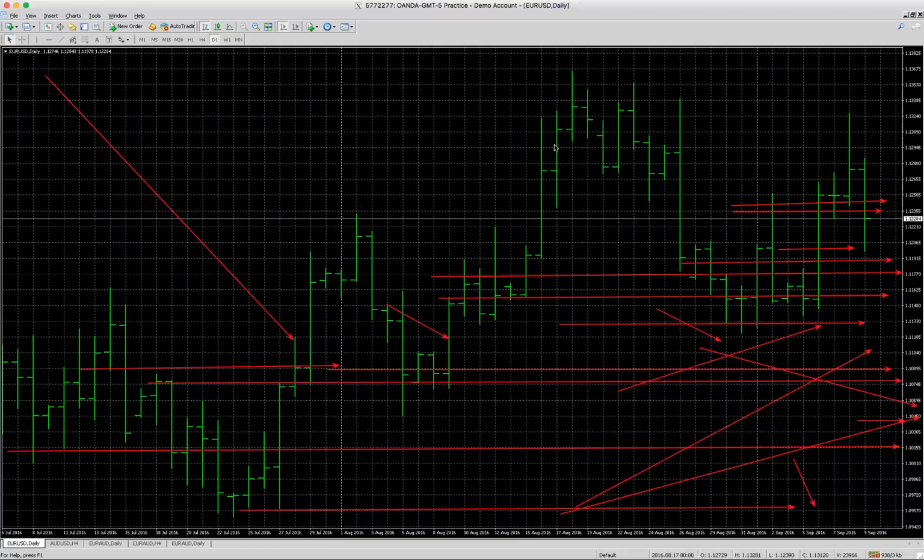Where's my drawing tool? Where are we at? Yeah, that line works there. See how it went off of it? This used to be resistance on a daily, right? That used to be resistance. This used to be resistance. Okay, it blasted through. It came back down. You can see the wicks here, but here's your line. Found support, held, found support, held, took off again.